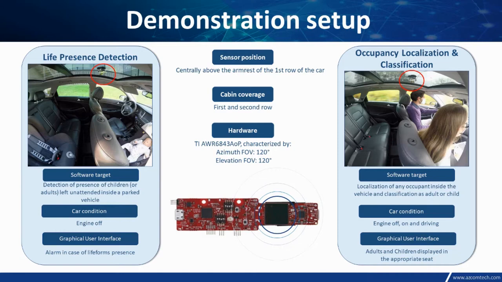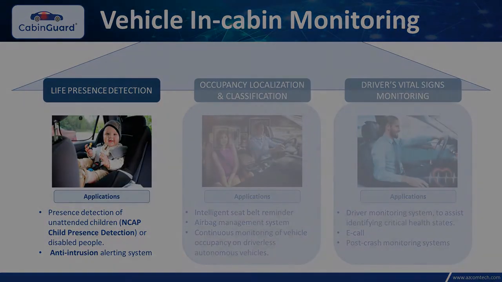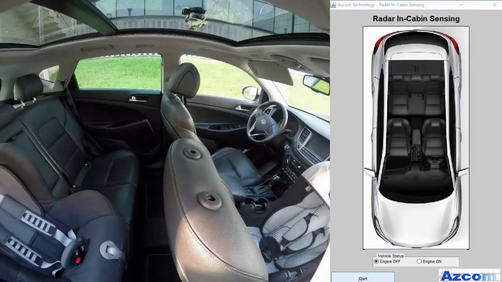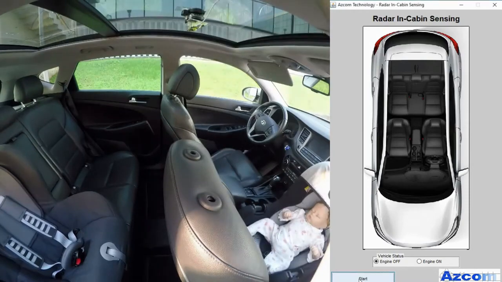First and second row are covered, exploiting TI AWR6843 antenna and package radar sensor, positioned centrally above the armrest of the first row. In this first part of the video, we demonstrate live presence detection feature through a small set of representative cases. All scenarios are performed in engine off, which is the relevant condition for this application.